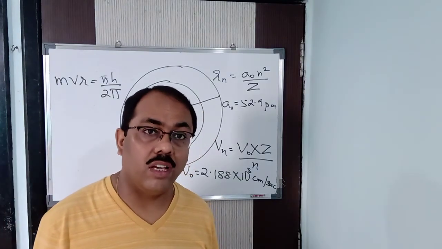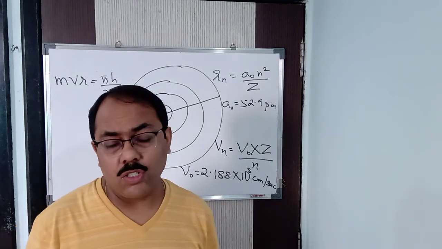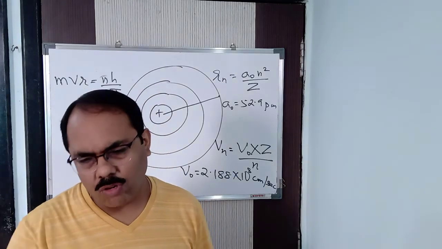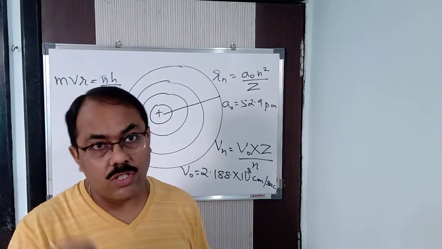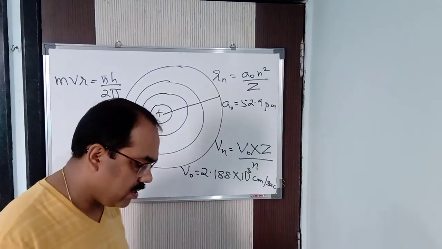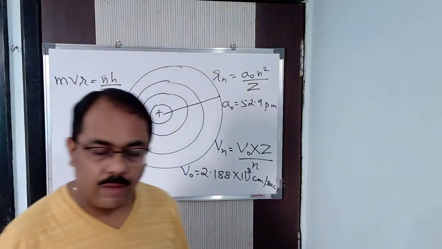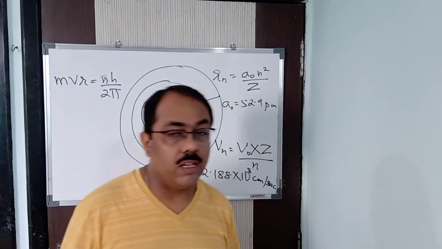That is the beauty of science and the beauty of those scientists. We should admire their knowledge, we should admire their observations, how correct in their observations they were. And that is what we need to learn in science. Got it? We need to understand in science. So mvr is equal to nh by 2 pi. Got it? Their energy is quantized, we can say that.